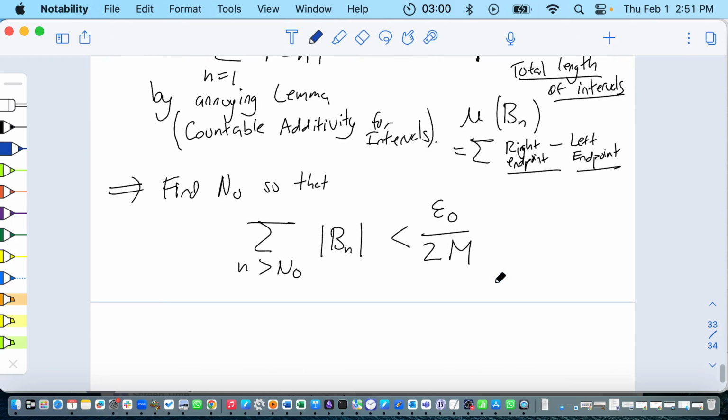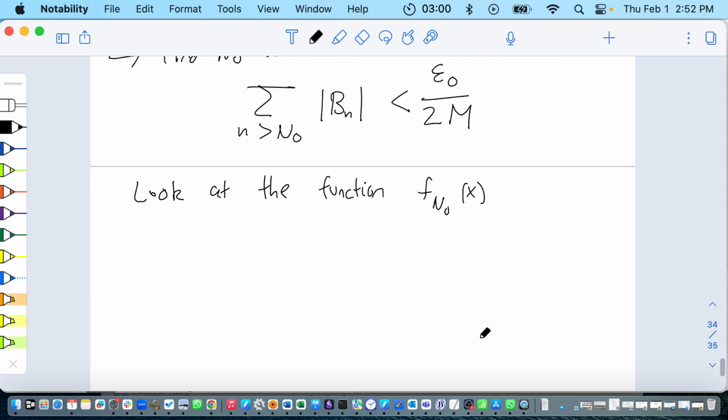Now I'm going to look at the function f of n naught of x. It has 2 parts: the part where it is bigger than epsilon naught over 2 and the part where it's smaller than epsilon naught over 2. So this is equal to f of n naught of x times the indicator that f of n naught of x is bigger than epsilon naught over 2, plus the part where it's smaller.